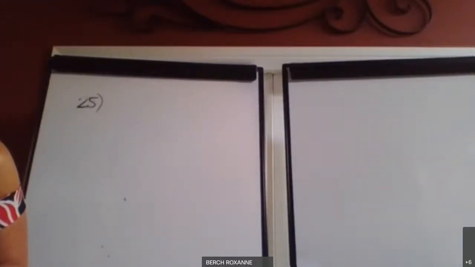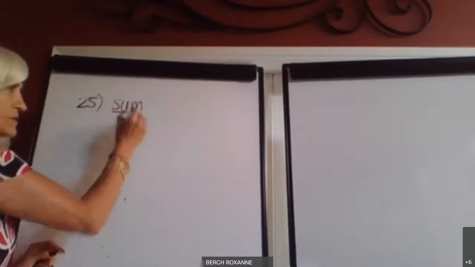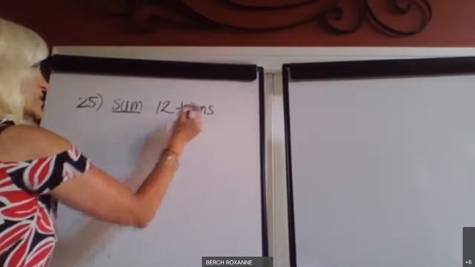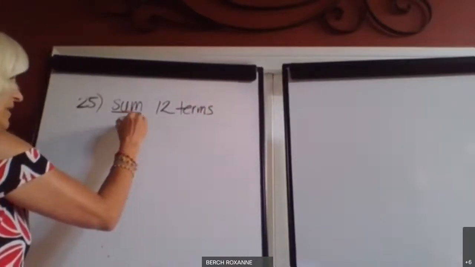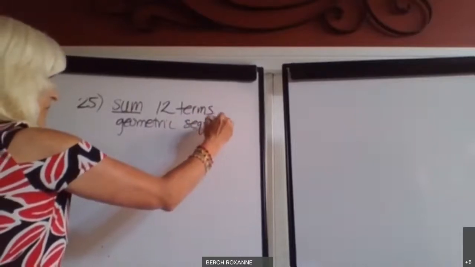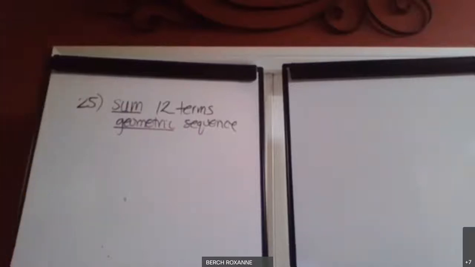All right. So 25, the problem says find the sum. Now that's a key word because that means we're going to use the sum formula. So it says the first 12 terms. And then here's the other key thing of a geometric sequence. So this word sum in geometric tells us that we're going to use this formula.